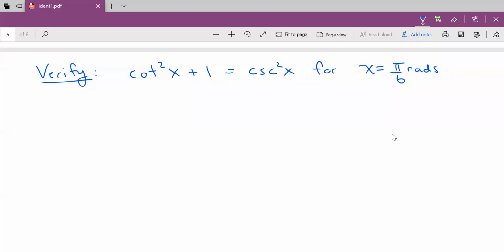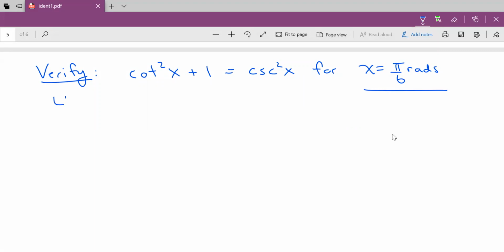All right, let's take a look at the last thing we need to cover. We're going to verify. What verifying means is we're showing an identity is true for one value. This value, pi over 6 radians. The difference between verifying and proving: in the next lesson, we're going to show that this identity is true for all permissible values.